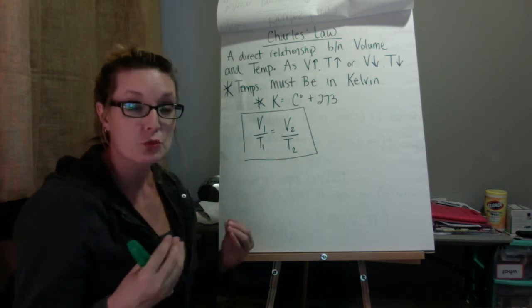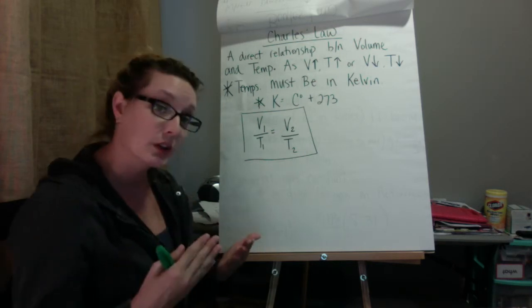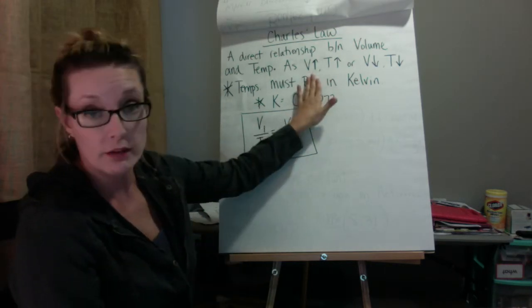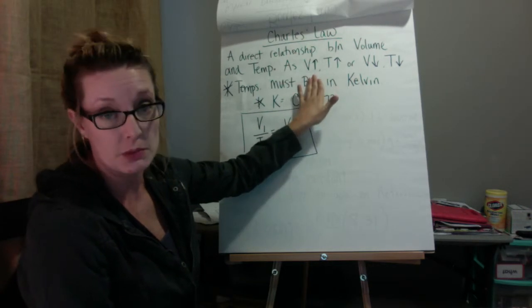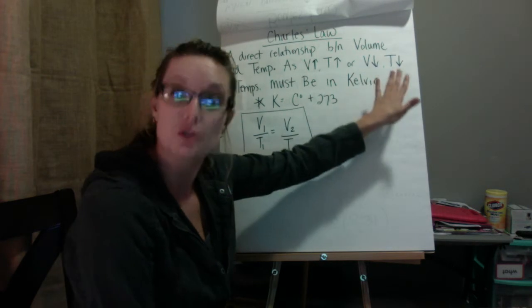Charles' law is a direct relationship between volume and temperature, which means whatever happens to one happens to the other. So if your volume goes up, your temperature goes up. If your volume goes down, your temperature goes down.